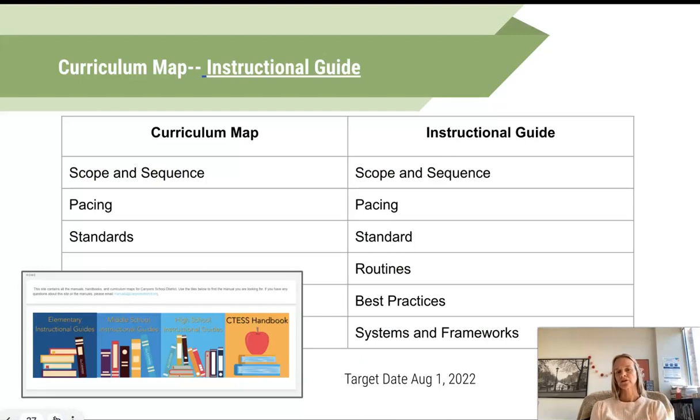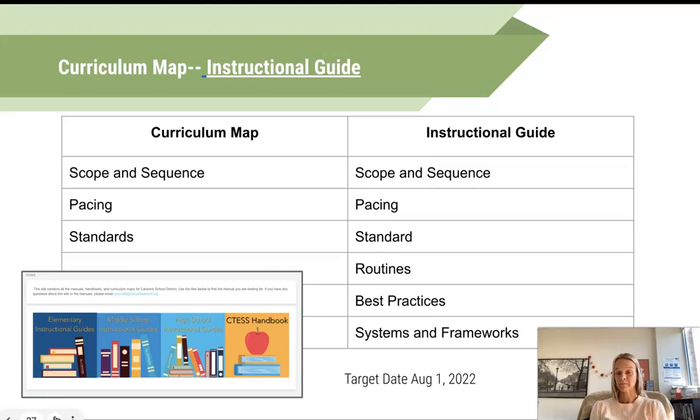Curriculum map and instructional guide. We have typically in the past been calling it a curriculum map and we are transitioning into calling it an instructional guide. A curriculum map consists of scope and sequence, pacing, and standards, whereas an instructional guide, which is what we've been using mostly and calling a curriculum map, has those additional components of scope and sequence, pacing, and standards, but it also has routines, best practices, systems, and frameworks.